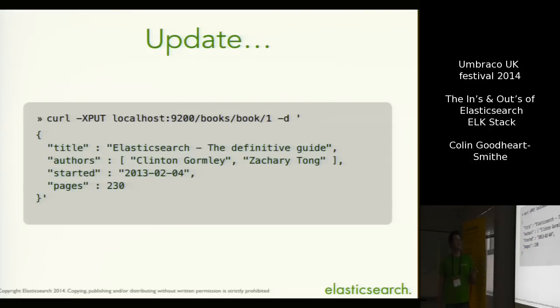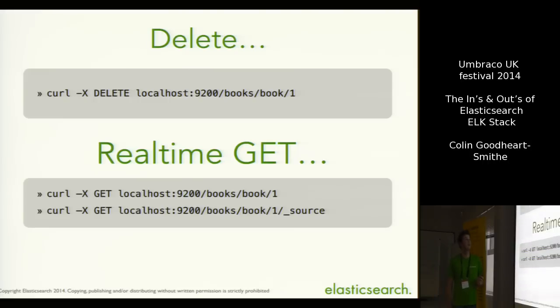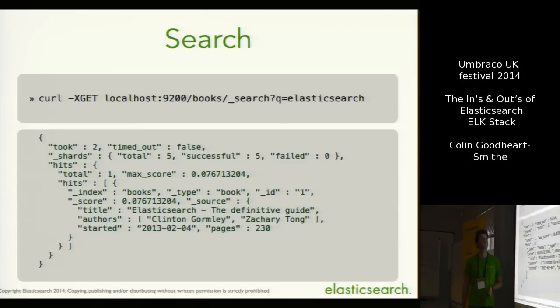And when Elasticsearch gets this request, it knows that document 1 already exists, so it will replace the version with this new version. For delete, you can just use the DELETE HTTP method, and to get the contents of the document back, you can just use the GET method on exactly the same URLs.